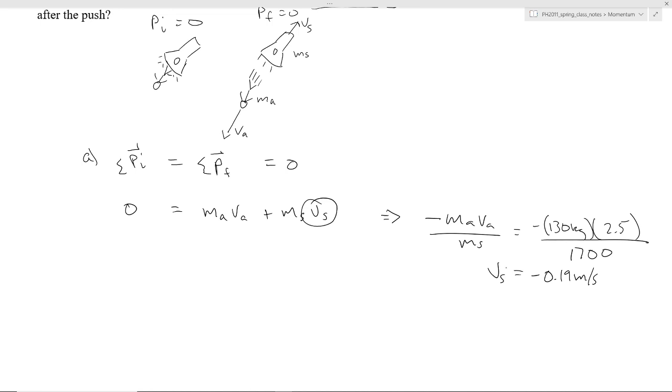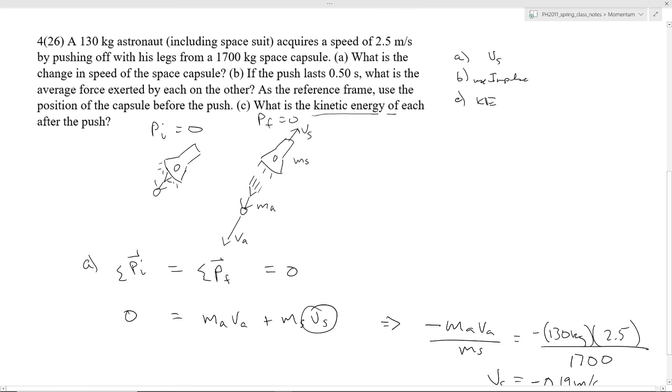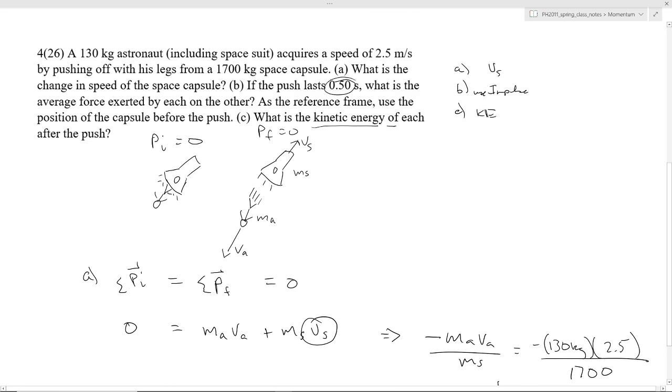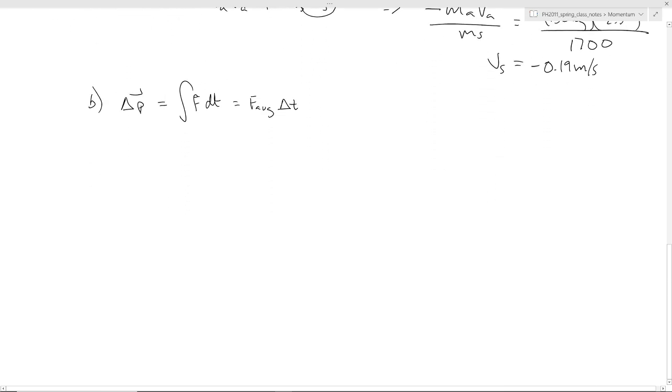Okay, so that's kind of similar. Now, to find the average force, we need to make use of our definition of impulse. So the change in momentum, remember, was the integral of the force over time. But how we often make use of this is by saying that it's an average force times some time interval. And the time interval is 0.5 seconds. So if we know the change in momentum, we can come up with the average force.